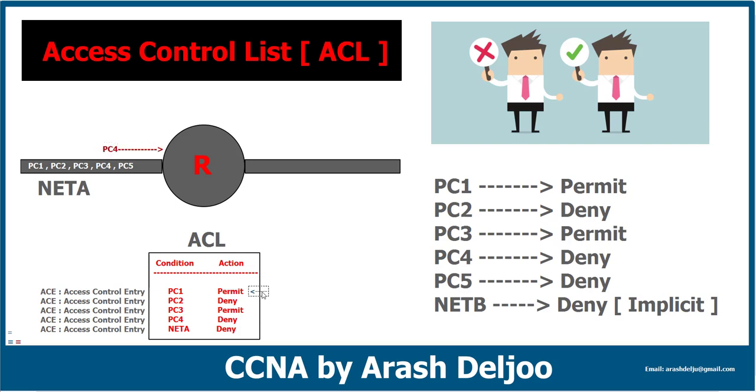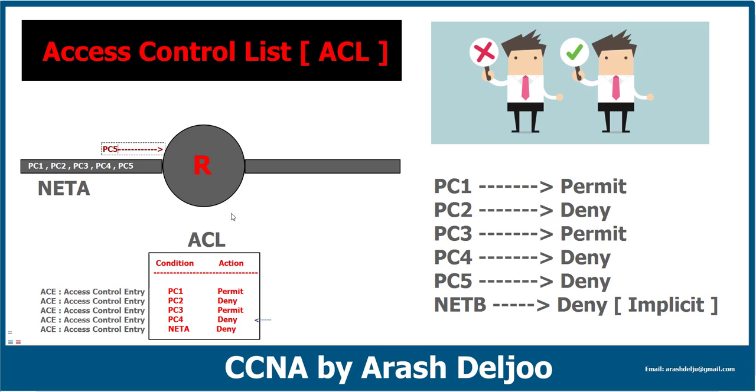After that, the next traffic is received from PC4. In the first line we don't have any match, in the second line we don't have any match, in the third line we don't have any match, but in the fourth line we have a match. PC4 should be denied, and because of that, as you can see, the PC4 traffic is denied. After that, we have PC5.